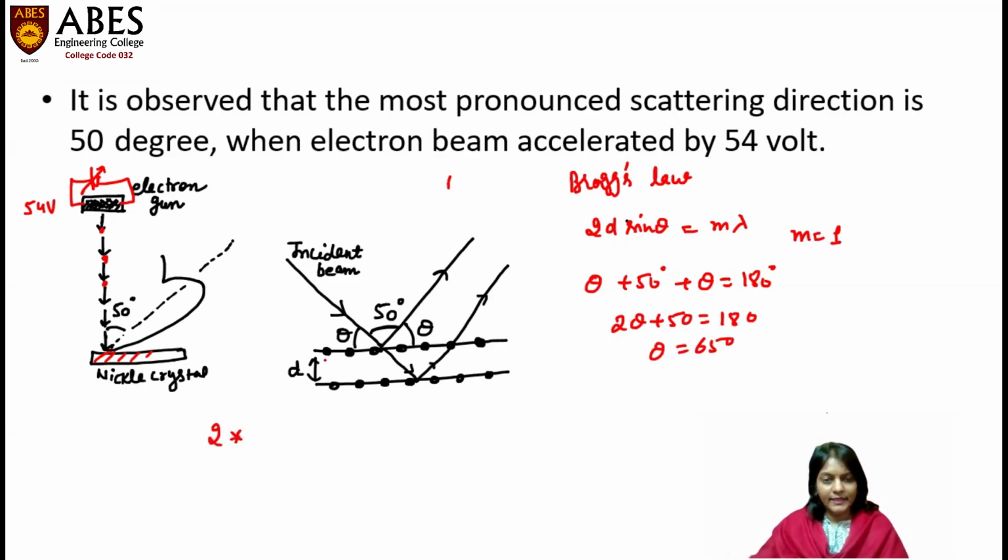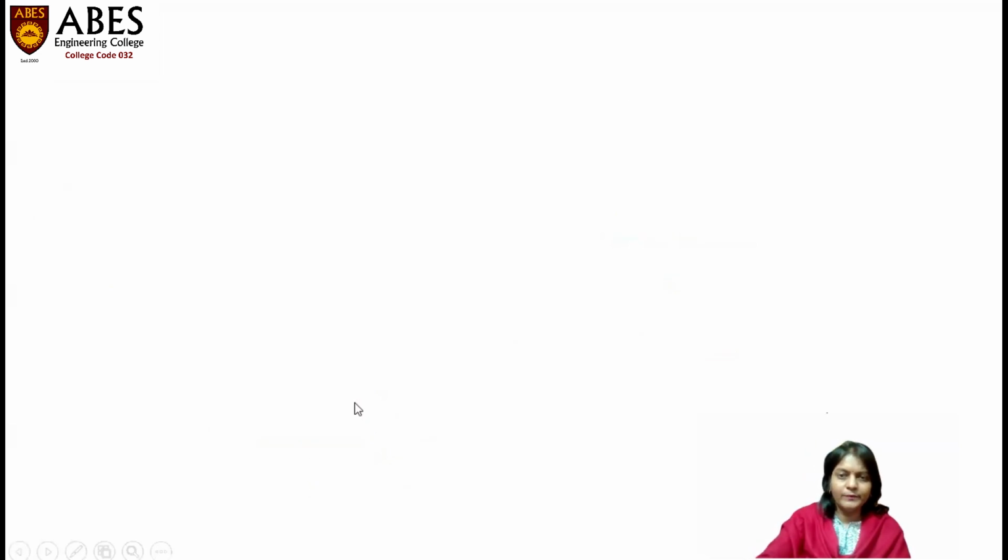Now this is d. d is the distance between two planes of nickel, called the interplanar spacing. The interplanar spacing of the nickel crystal is 0.91 angstrom, so 0.91 times sin 65 is equal to lambda. After calculating this value, lambda becomes 1.65 angstrom. So this is the wavelength of the diffracted wave, around 1.65 angstrom.